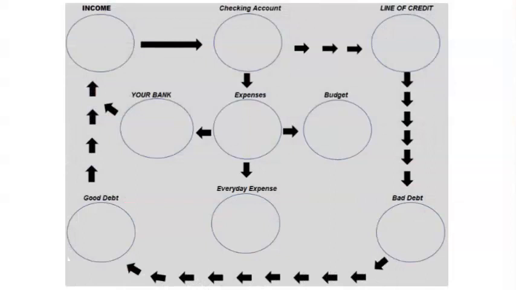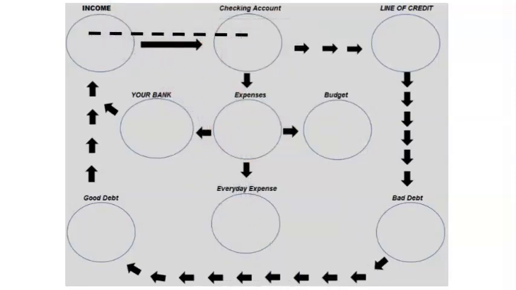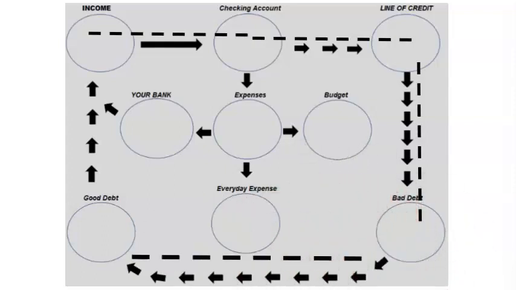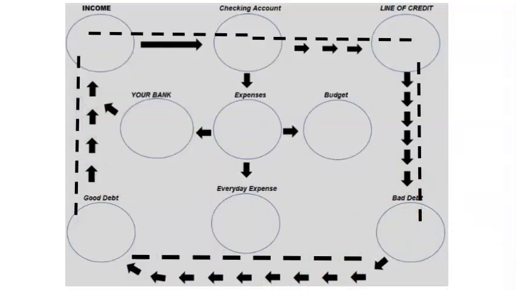To build wealth, you would just follow a simple flow chart. Your income will go into the main checking account. Your income will then go into your line of credit. And when you are ready to chunk at debt, it will go from the line of credit to your debt. Once all of your bad debt is gone, it will then go to good debt. The good debt will produce income, and it will continue this flow.